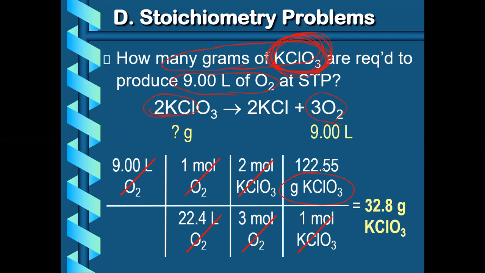So I'm going to take 9 times 2 times 122.55 divided by 22.4 and divided by 3 gives me a total of 32.8 grams of KClO3. So if we take a look at what we did here, we've got the number we started with. We have one conversion factor that's always the same as long as we're talking about liters. We've got a conversion factor for our mole ratio using our coefficients from our balanced equation. And we've got a conversion factor using mass, the molar mass from the periodic table.